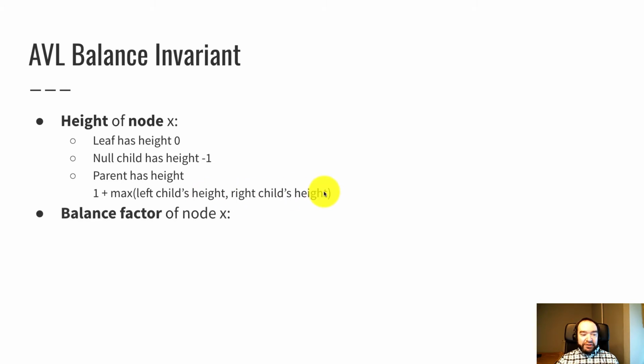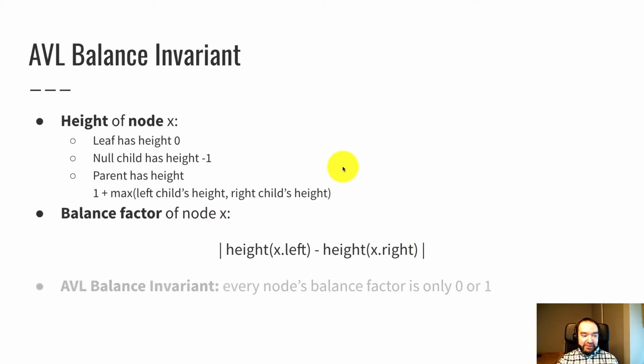The balance factor of node X is a way that we can quantify how balanced a node is based on these heights. And the balance factor of node X is the absolute value of X's left child's height minus X's right child's height. So basically, look at the height of the left child, look at the height of the right child, take their difference, and treat that as a non-negative number with an absolute value. That's what these bars mean, absolute value, so negatives become positives.